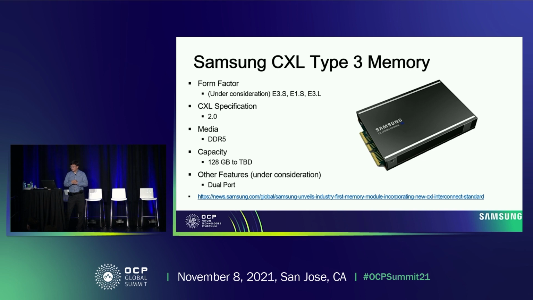We're considering different EDSFF form factors, whether it's E3S, E1S, or E3L, to be compatible with the CXL 2 specification. We will initially be using DDR5 memory and start with 128 gigabytes of capacity; we're not revealing what our upper limit is at this time. And we're evaluating different types of features such as dual port, which I'll mention in a moment.